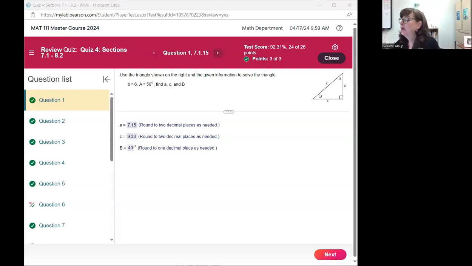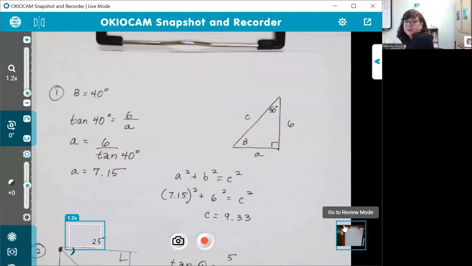pause, look, etc. All right, question number 1 on my quiz was, got a right triangle here, and I was given one angle and one side. So let me make sure my camera is on so you can see where I worked this out. All right, and now I shall share the screen with you. So this is what I had, and I'll just go through my process for number 1 for solving it.